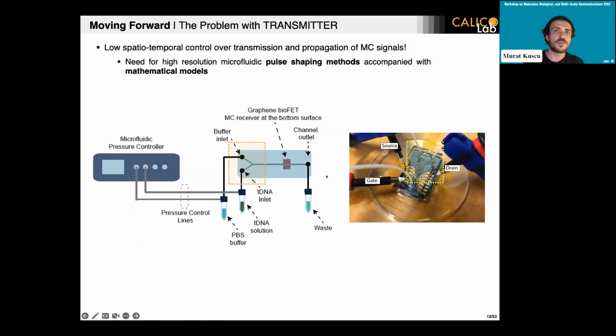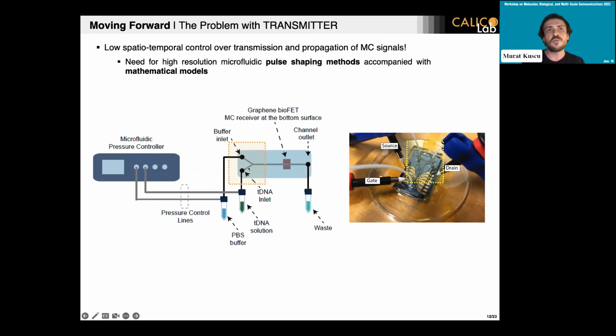So moving forward, what are the problems with our testbed? First, we have a problem with the transmitter. In these experiments, we use a microfluidic pressure controller to modulate the injection rate of information molecules and the buffer into the channel. But we actually don't know what gets into these microfluidic channels, how we shape the concentration pulses through this Y-shaped channel entrance.